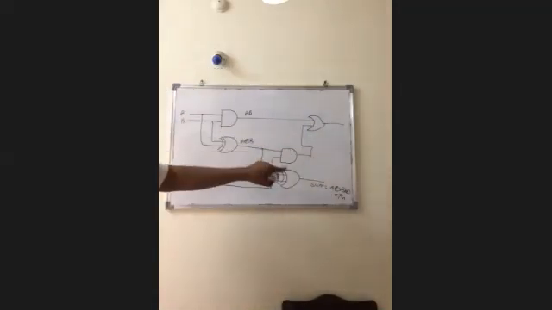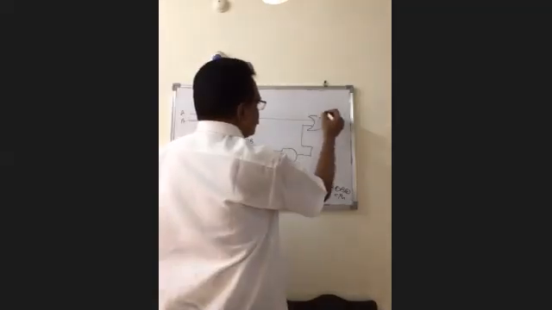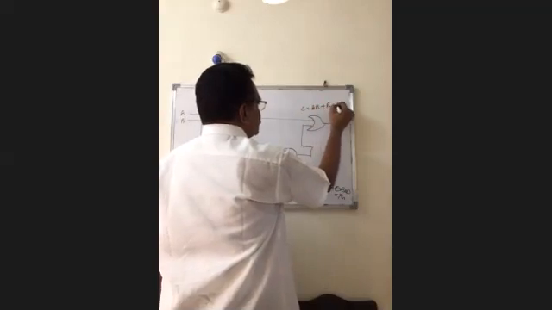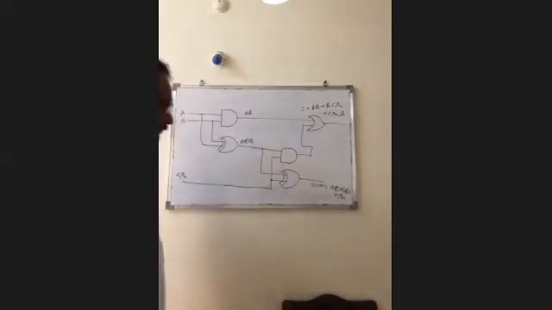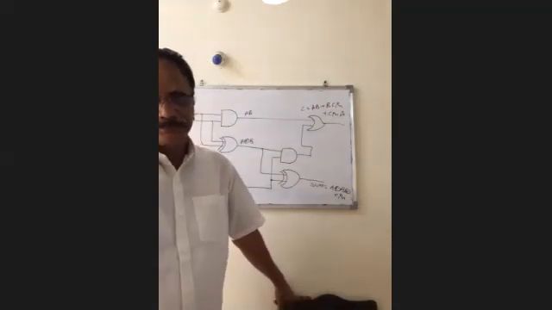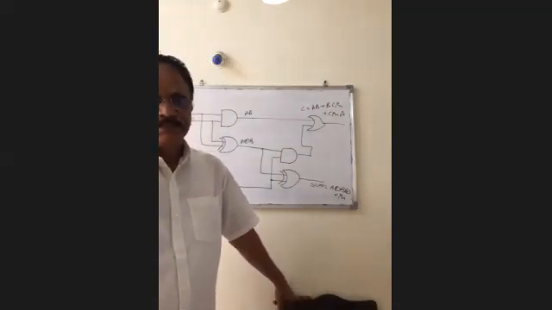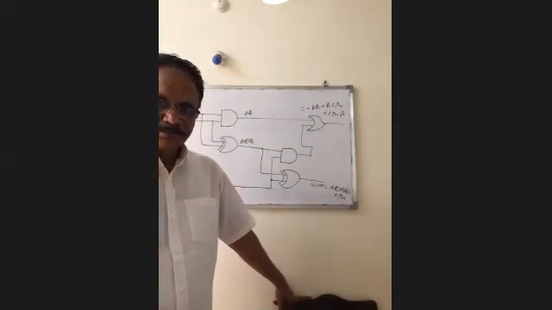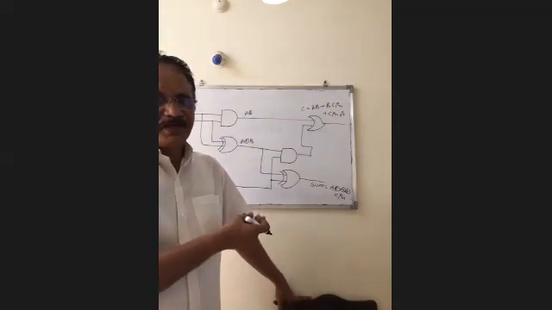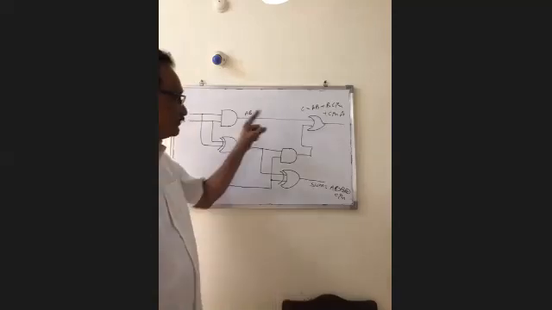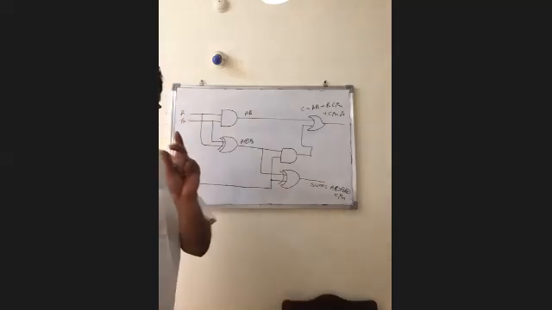Output of the OR gate is nothing but C equal to AB plus BCin plus CinA. What is this circuit? This is the realization of full adder by using two half adders. It is same as the block diagram of full adder by using half adders.